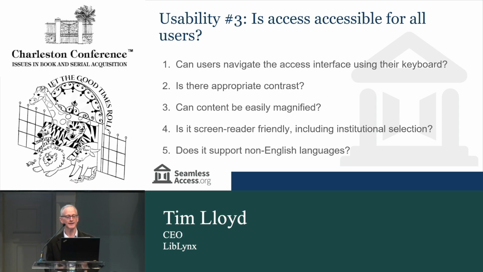Is it screen reader friendly, including institutional selections? So that enables users with assistive technology to find and select their institution, where all the visual cues are also announced verbally and additional guidance is provided. Because a lot of websites will make their content pages accessible and forget completely about the access experience. And if you can't navigate a website properly and trying to select institutions from a list, it's awful. And there's no reason it should be awful. And lastly, does it support non-English languages?